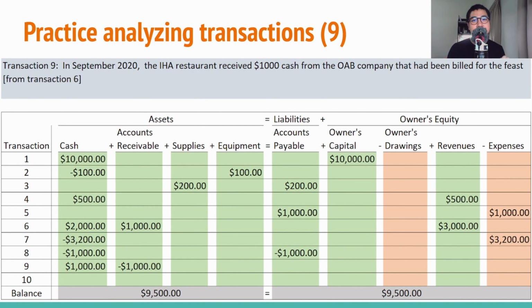The ninth transaction is in September 2020. The IHA restaurant received 1,000 cash from the OAB company that had been billed for the feast. Okay, another transaction related to the last transaction. Therefore, the preceding step is unchanged. So, since transaction 6, the restaurant performed services on credit worth 1,000. So the restaurant is going to receive that receivable revenue. Thus, the cash increases and the accounts receivable decreases by 1,000 and 1,000 respectively. Consequently, the equation is still balanced at 9,500.